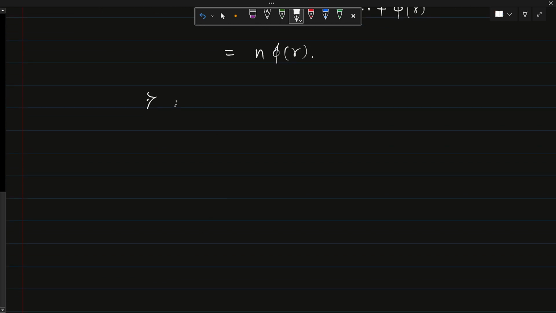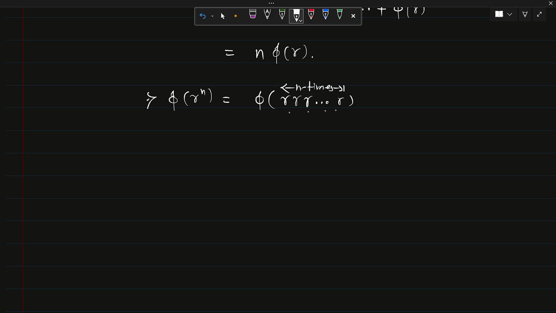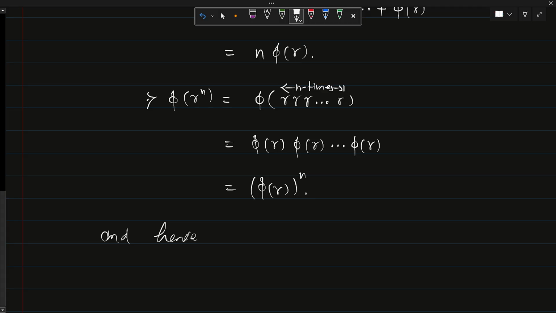Okay, so this is simple one and the next one is also similar. वहाँ पर बस operation multiplication है. Now we have phi of r to the power n is same as phi of r r r and so on r, and this is again n times, right? And by using the homomorphism concept we can write this as phi of r and so on phi of r, and obviously this is n time multiplication of phi r with itself, so we are having phi r to the power n. So this is how we can prove the statement, hence the statement.